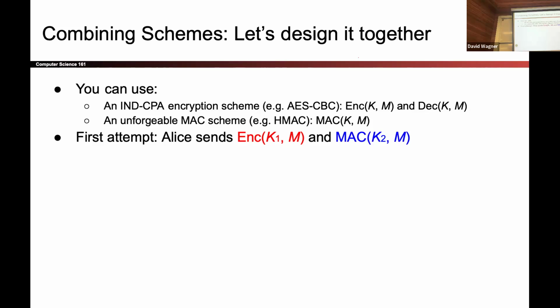If the MAC tag is valid and Bob accepts this message, must it have been sent by Alice or could it have been tampered with? Yeah? Yeah. You want to say why?